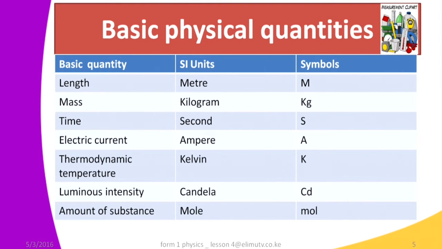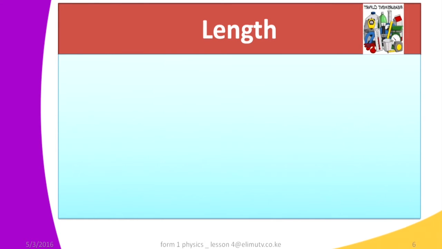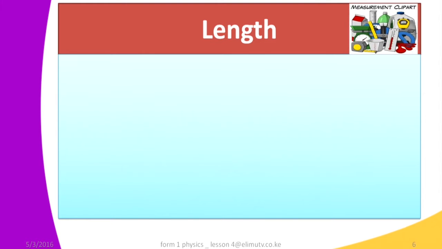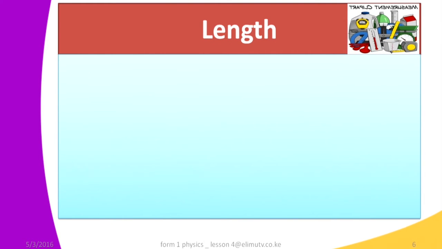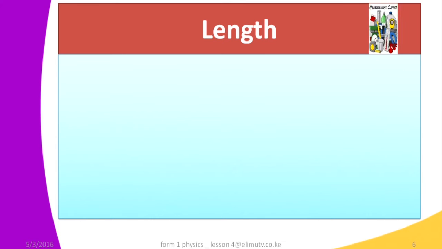Now moving on, we want to look at these quantities one by one, and the first quantity we are looking at is length. Therefore, what is length? If you move your hand from the table to your face, you have moved from one point to the other. Or if you move from your desk to your colleague's desk, you have covered some distance. So that one becomes length. Therefore, what is length?